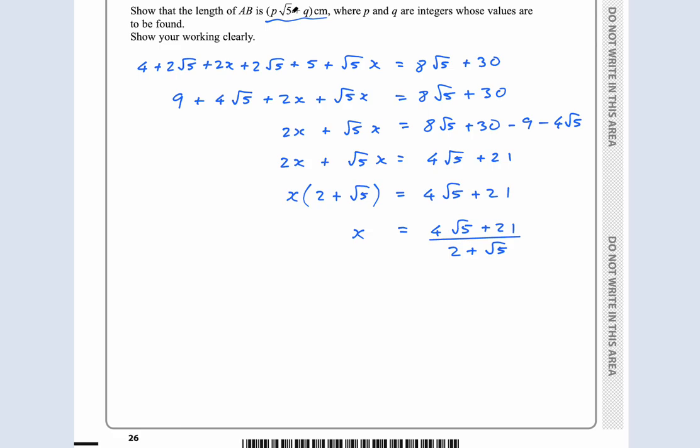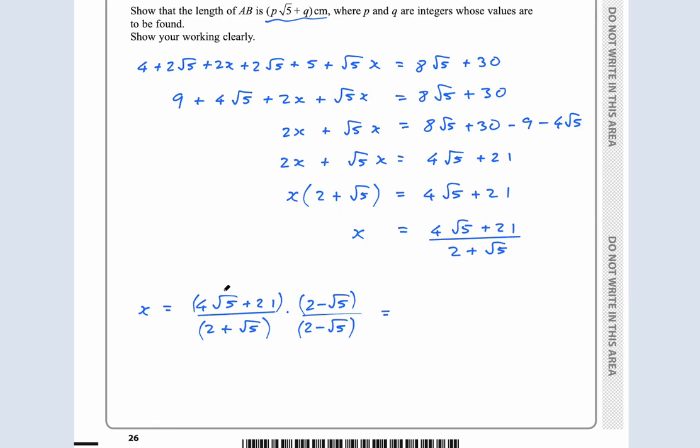But because he wants in this form, I have to, what we call, rationalize the denominator. So I have to say x equals 4 root 5 plus 21 over 2 plus root 5. And the way we rationalize a denominator is we multiply above and below by 2 minus root 5. So 2 minus root 5. Whatever this is, we change the sign and we multiply by what we call the conjugate. Okay.